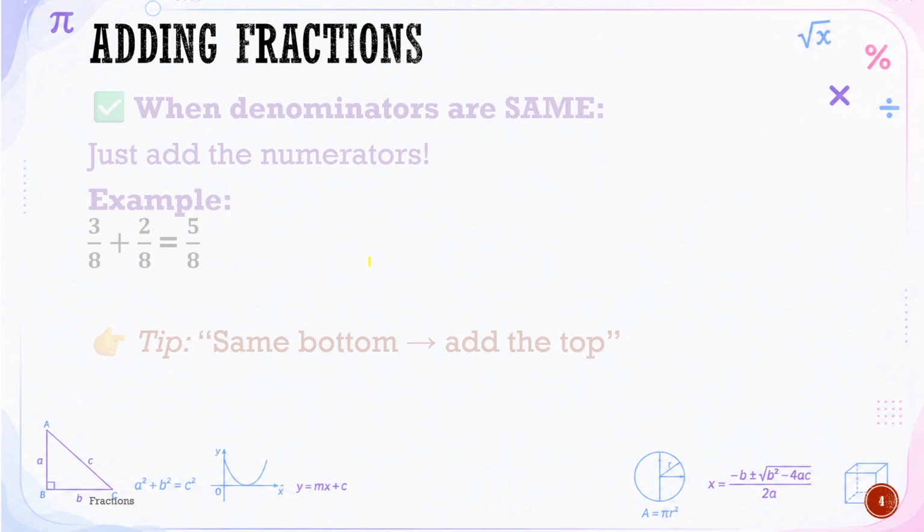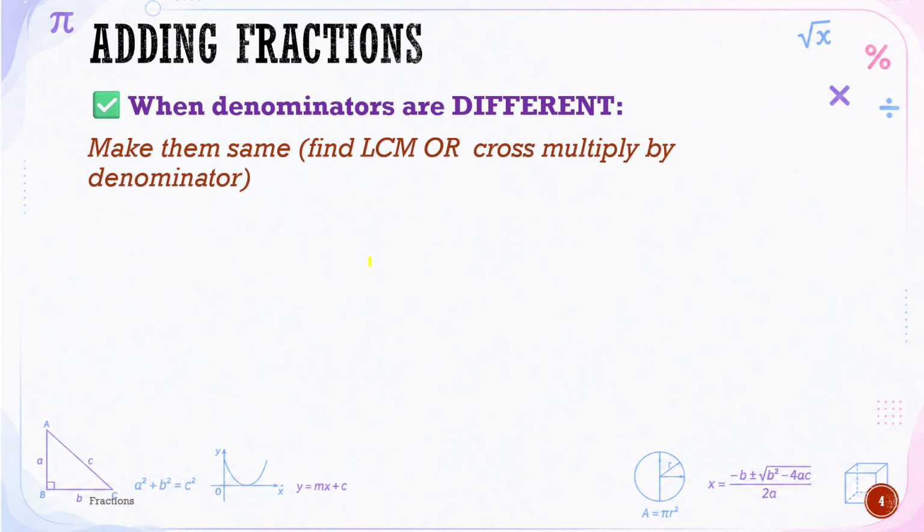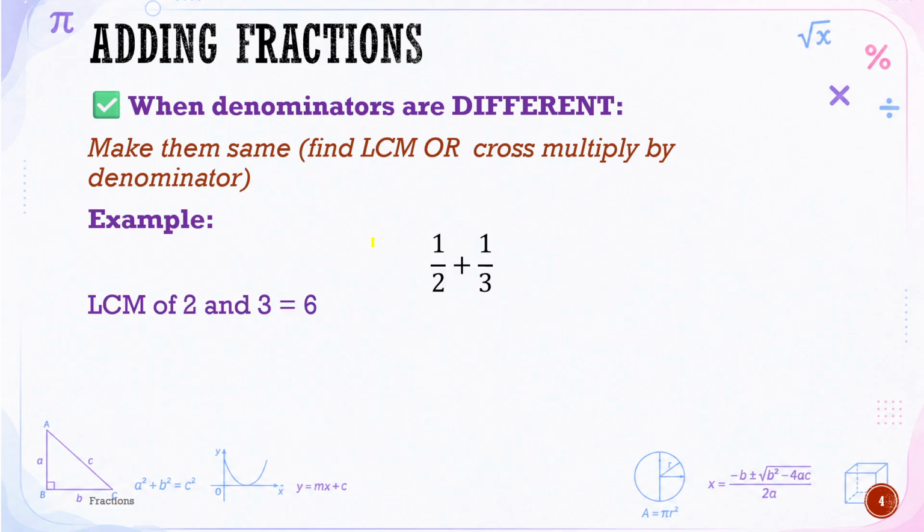Now what about when the denominators are different, right? So here there are two methods. First thing you have to do is you have to make the denominators same. And how you would do it? You would either find the LCM of the two denominators, or you will use the method of cross multiplication by the denominator, right? So what does that mean is, let's take an example here, a simple example.